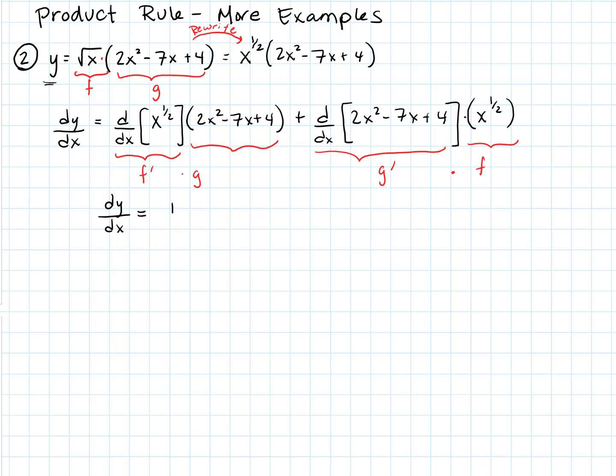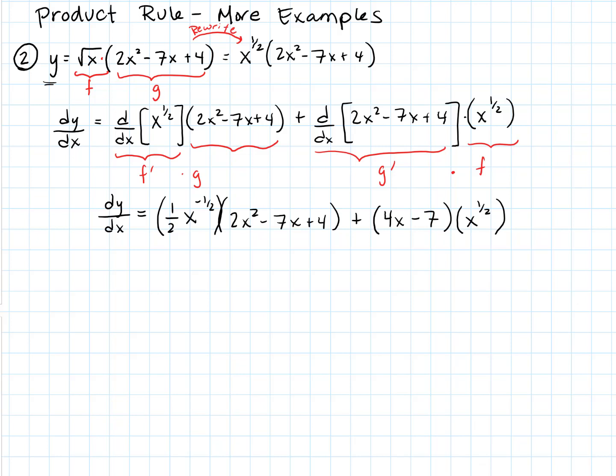So this is going to be 1/2. As I take the derivative, I'll apply that power rule: 1/2 x to the minus 1/2 times 2x squared minus 7x plus 4, plus, and then when I take the derivative of this polynomial right here, I'm going to apply the power rule to each of those terms. So I get myself 4x minus 7, the constant of course is 0, times x to the 1/2. Let's go ahead and put this in parentheses too.